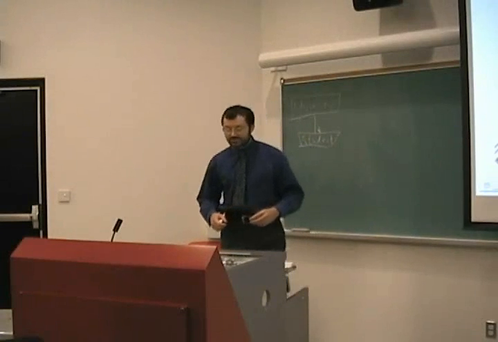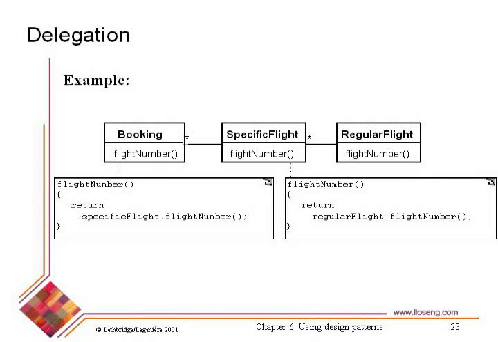Here's another example on slide 23. This is our old standby airline system. What if I wanted to, in booking, find out the flight number? Very common. I'm looking at my booking on my screen. It says, you are booked to fly from Ottawa to Honolulu at 4 o'clock in the afternoon on October, or whatever date it is.